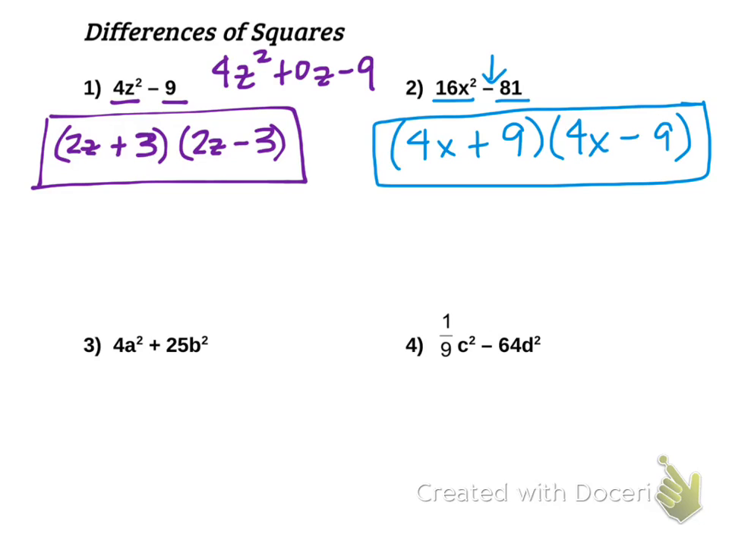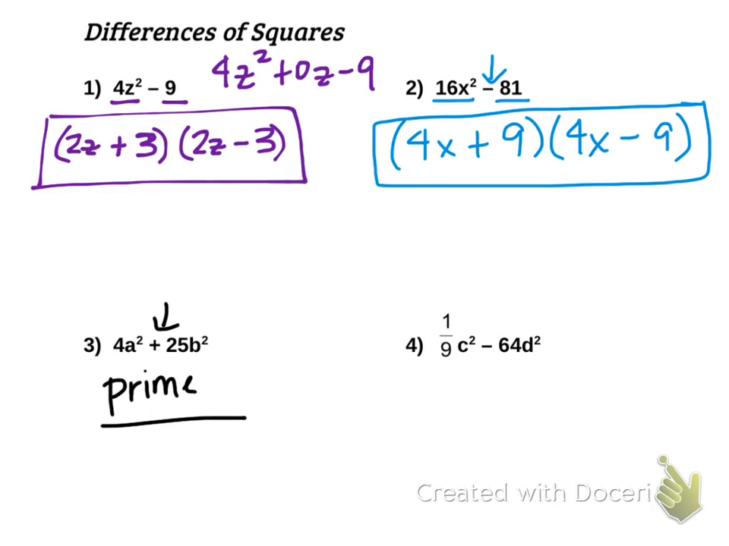Now let's look at this third one. You'll notice that on this third one it's a plus sign. This is not the sum of two squares. So this one right here, as far as everything that we know, is going to be prime. Now this doesn't have a common factor. If it had a common factor, we could factor that out. But there is no common factor between 4a squared and 25b squared. This one is considered prime. So it only works with a minus, a difference of two squares, not the sum of two squares.